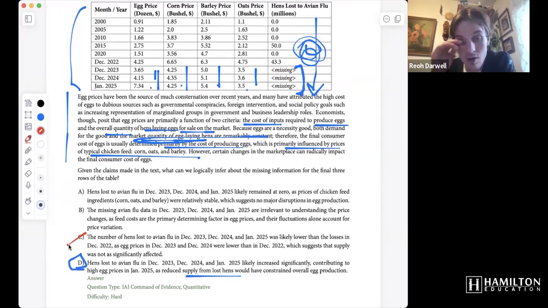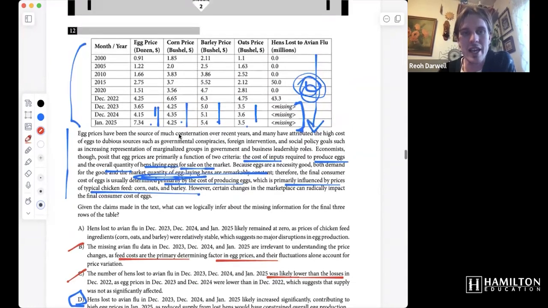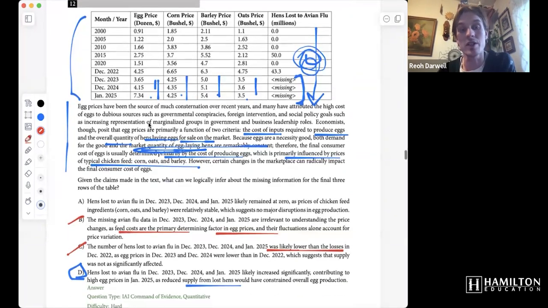C doesn't seem logical, right? Because how on earth could we assume that they're likely lower? This is all sort of illogical completely. B doesn't make sense, right? Because it says feed costs are the primary determining factor in egg prices. Well, if that's the case, why on earth would they be all the same, basically, and then have egg prices be so different?